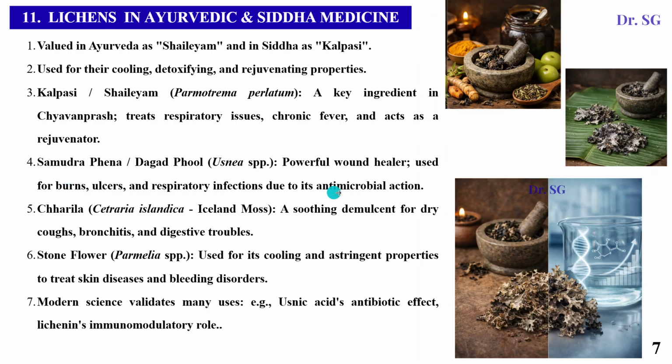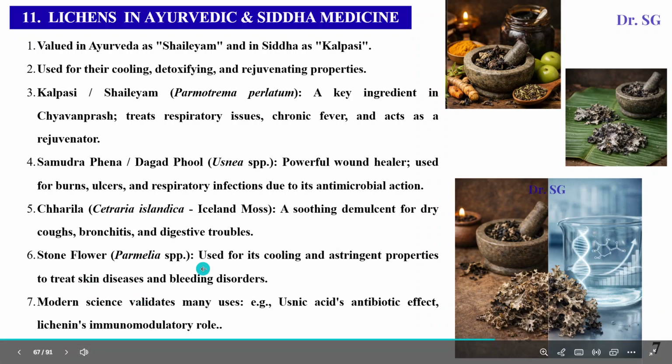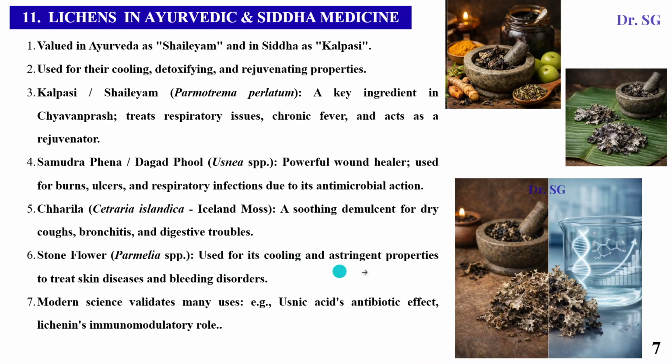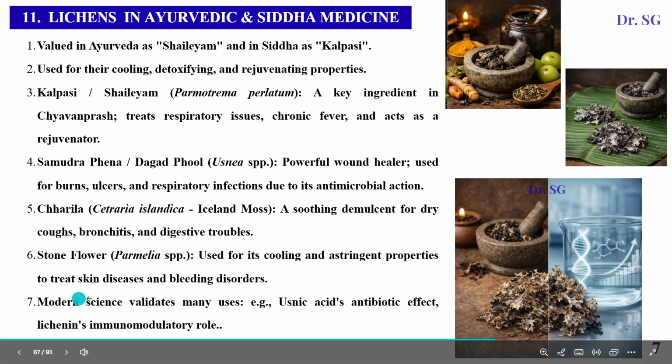Samudra Phena is a powerful wound healer which is used for burns, ulcers, and respiratory infections, due to its antimicrobial actions. And you have Charila. This is also from a lichen, which is Cetraria islandica. We call it Iceland moss, a soothing demulcent for dry coughs, bronchitis, and digestive troubles. Parmelia, which we refer to as Kalpasi, is used for cooling purposes, and it has astringent properties to treat skin diseases and bleeding disorders.